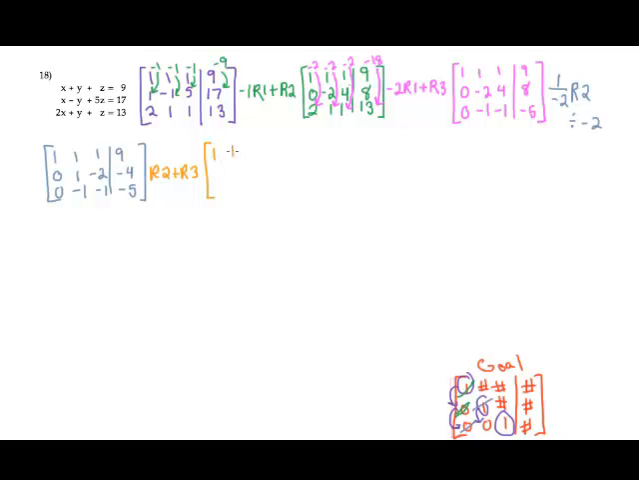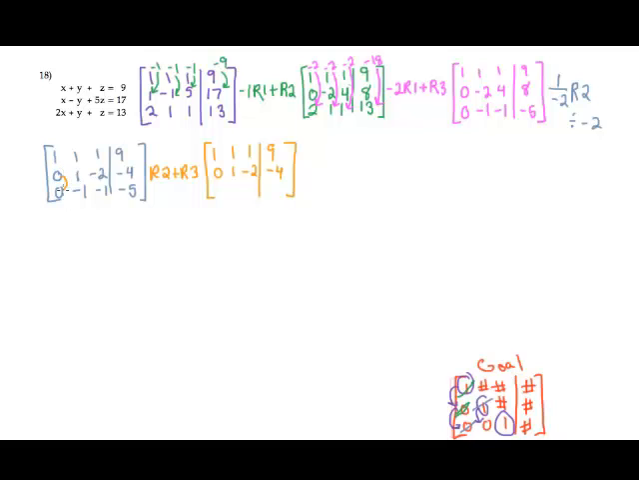So we get 1, 1, 1, 9, 0, 1, negative 2, negative 4. That was all the stuff that wasn't going to change. We're just changing row 3 right now because we're just trying to get this 0 here. So we add these together.